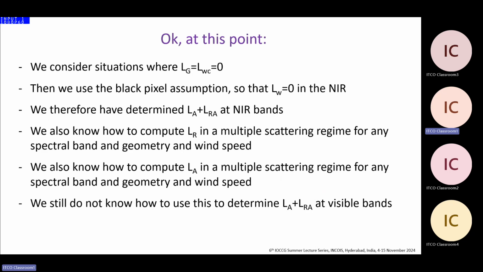So, a kind of summary at this point. We have considered a situation where we can ignore the glint and the white caps. Then we said we can use the black pixel assumption, so no signal in the near infrared. So we can determine the aerosol signal at near infrared bands, and we know how to compute the Rayleigh in a multiple scattering regime. We also know how to compute the aerosol in multiple scattering as well. We still do not know how to use this to go to the visible bands.